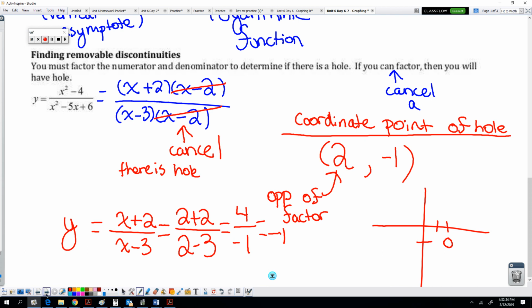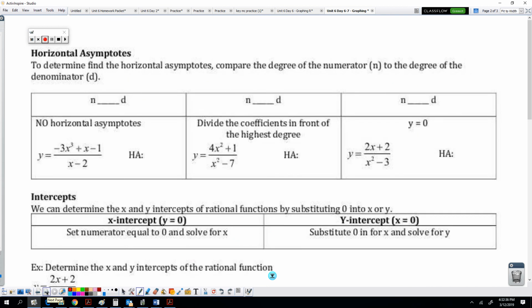Now, let us talk about how we can find our horizontal asymptotes. It says to determine the horizontal asymptotes, you're going to compare the degree of your numerator, which is on top, and the degree of your denominator, which is on the bottom. So remember that: N goes with the top degree and D goes with the bottom degree. Whenever the degree of your top is bigger than the denominator, there is going to be none.